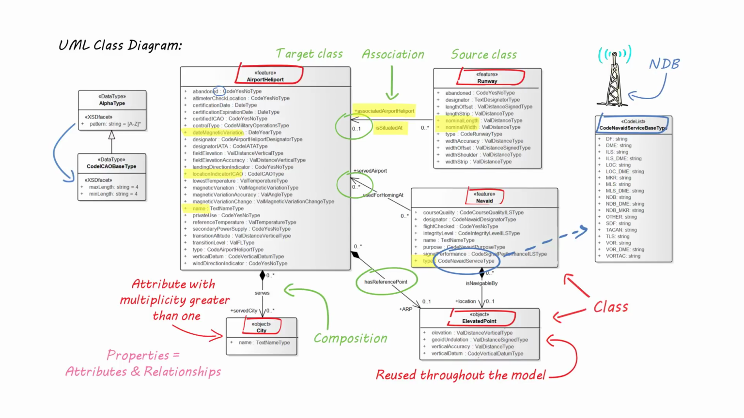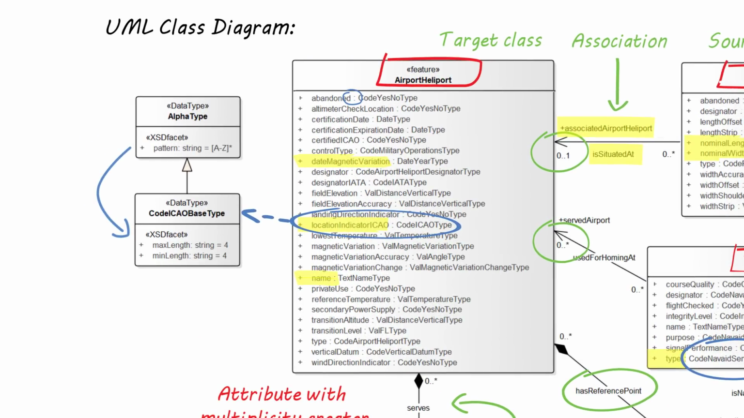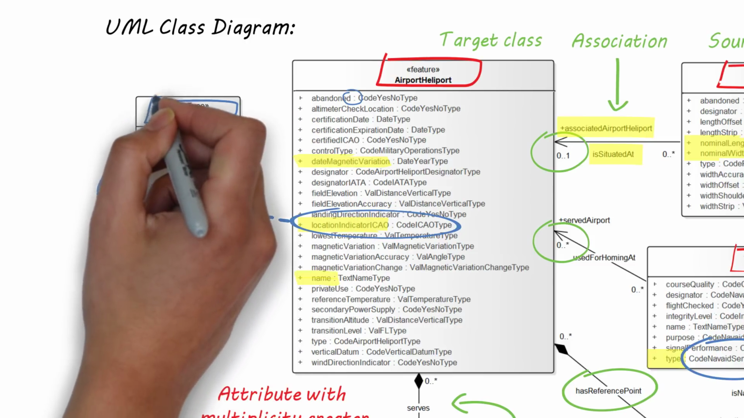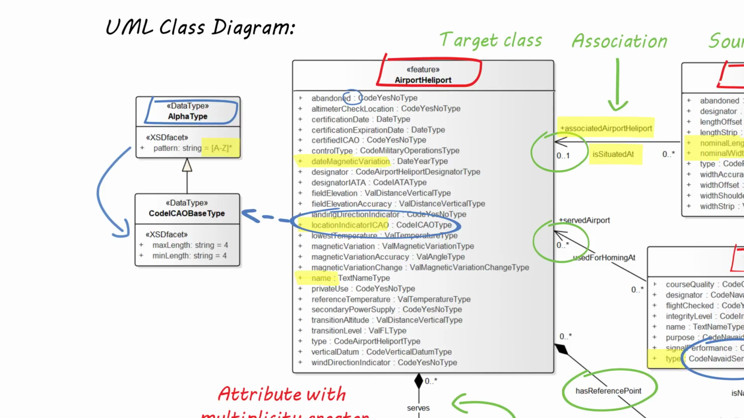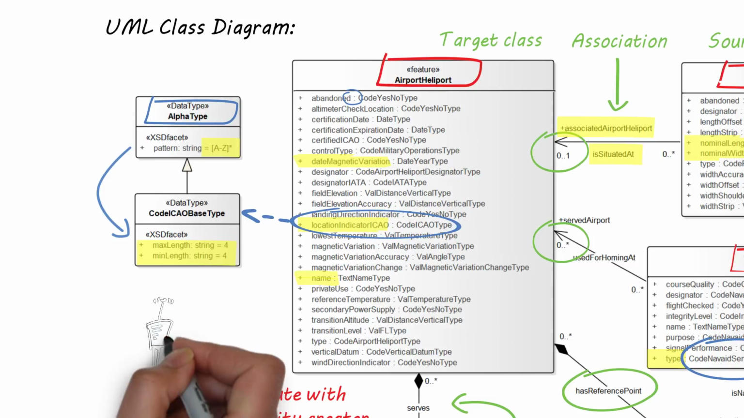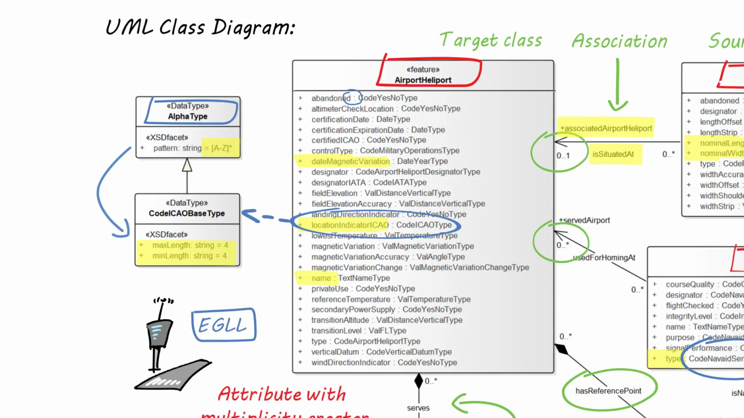For example, the data type for the ICAO location indicator of an airport heliport only allows uppercase alphabetic characters with the minimum and maximum amount of 4. This makes sense, it became clear to the AS guy. The ICAO code of an airport per definition is a 4-letter code, like Echo Golf Lima Lima for London Heathrow.